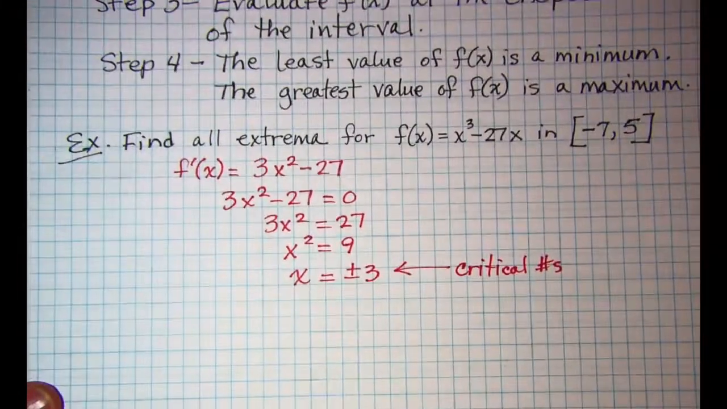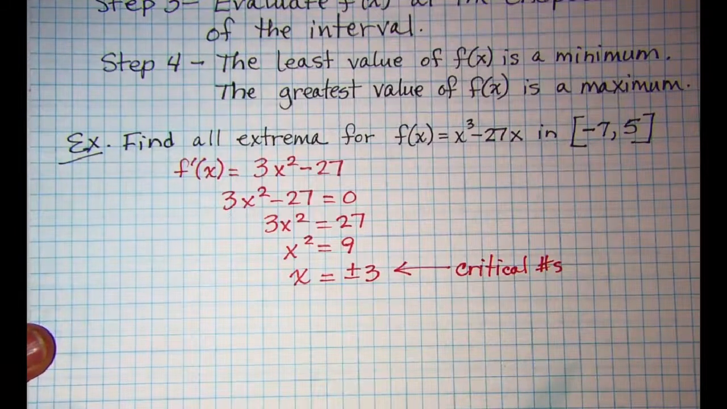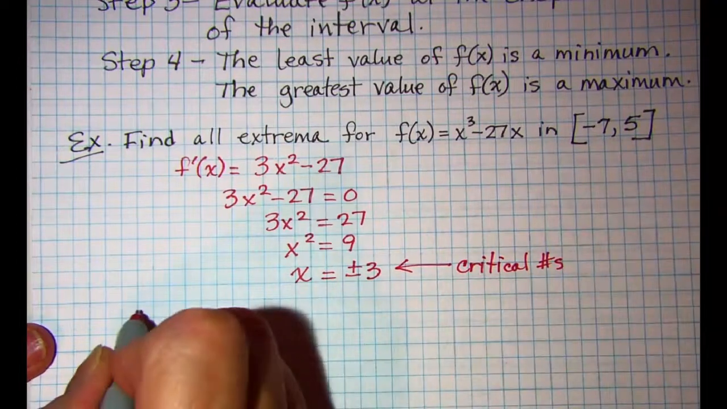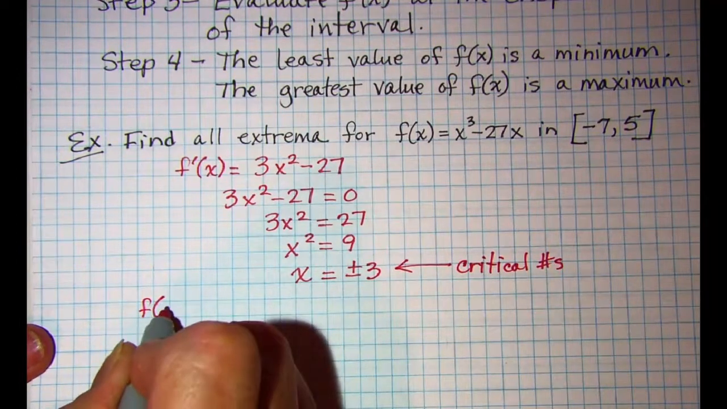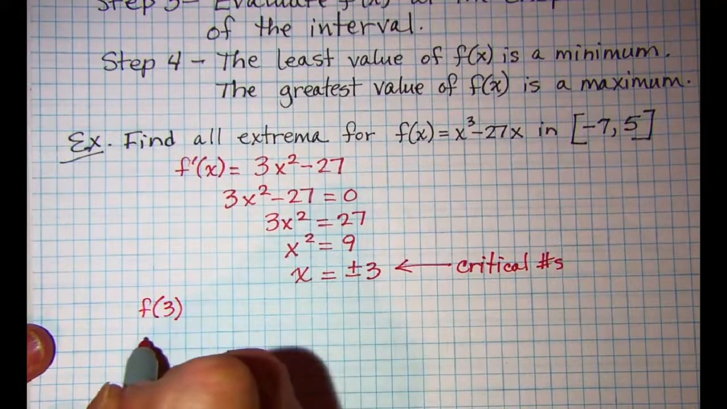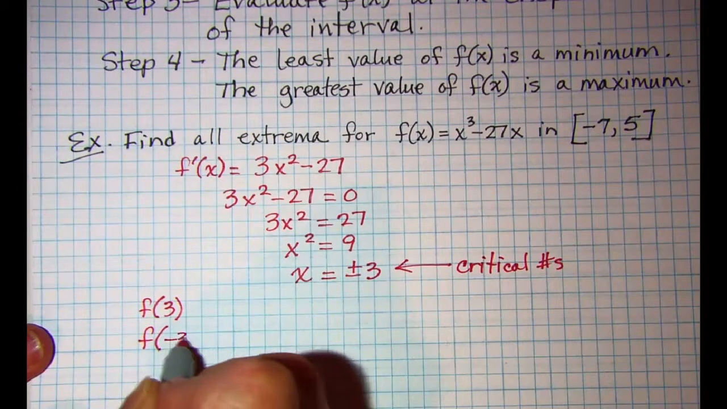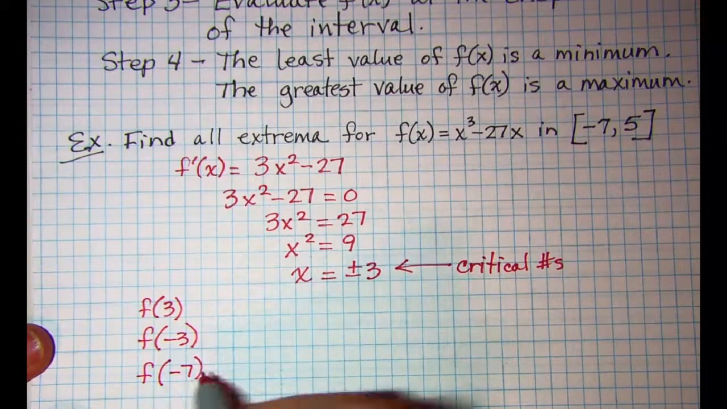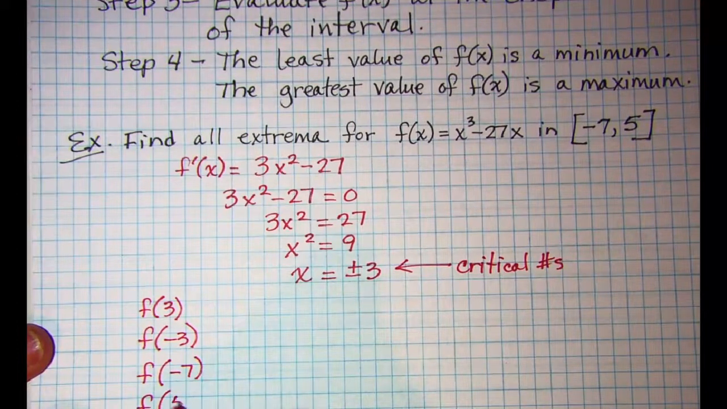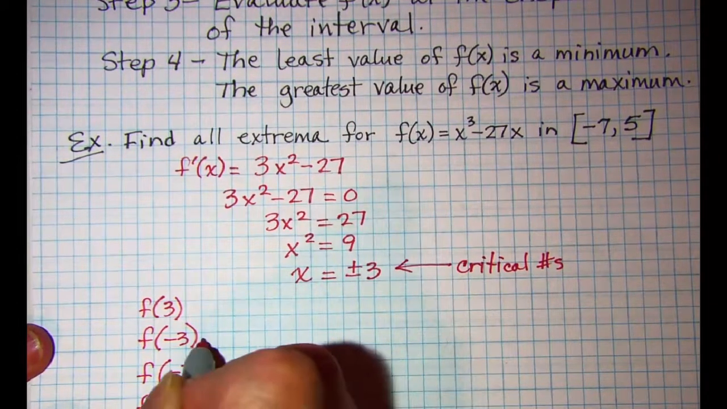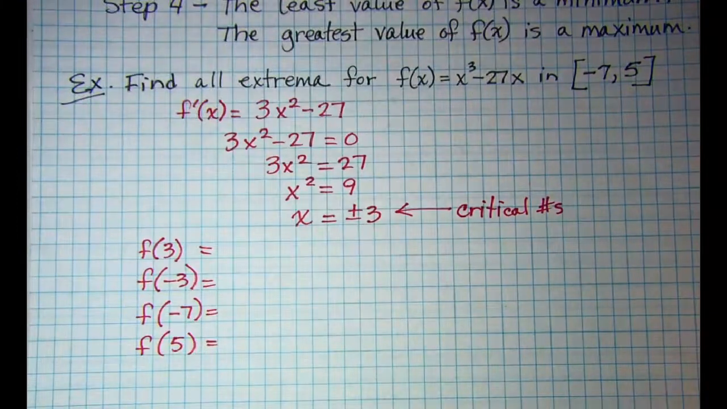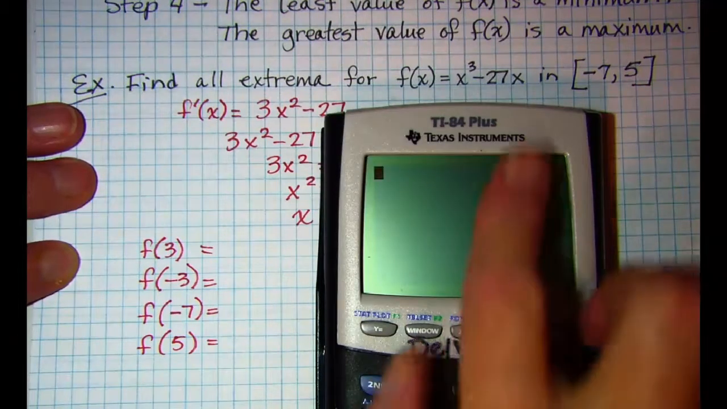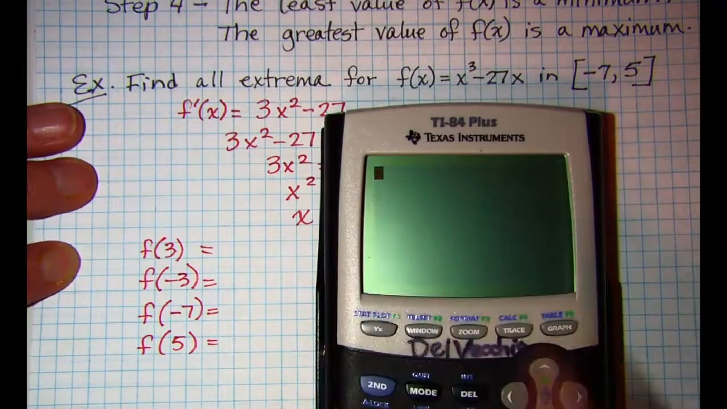All right, our next step then is to evaluate f at our critical numbers and then at our endpoints. So I'll want to find f of 3. I'll want to find f of -3. I want to find f of -7 and f of 5. Now I'm going to use my graphing calculator. We can do it quickly by entering our function into our calculator.